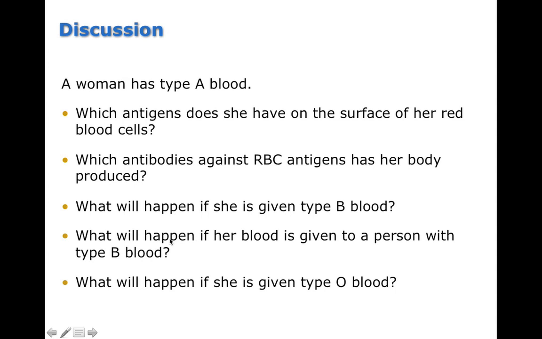The next question here says, what would happen if her blood is given to a person with type B blood? Well, that individual's type B blood would have anti-A antibodies, because that would be a foreign antigen. So the same thing would happen in the other person. And what would happen if she's given type O? Well, O antigen isn't really an antigen that stimulates an immune response. Really, O is just the absence of A or B antigen. And so O isn't something that your immune system can attack. It's just a lack of A or B.